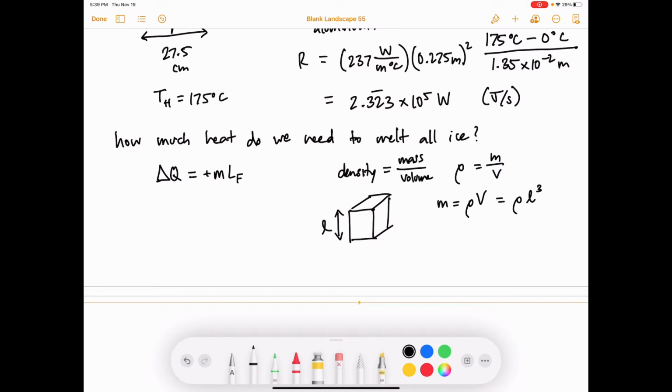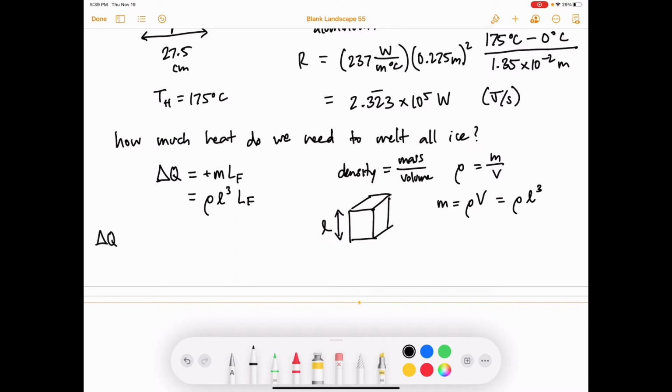And I'm going to use that back over here in my delta Q expression. So the mass is the density times the length cubed to the 3rd power, and then times the latent heat of fusion. That's going to tell us how much heat we need in order to melt all of this ice. So let's work it out.